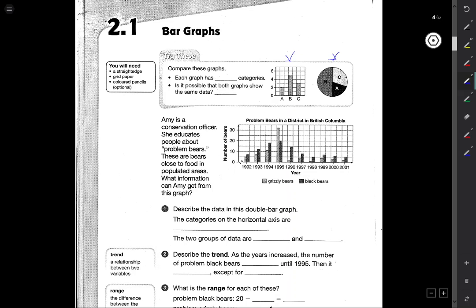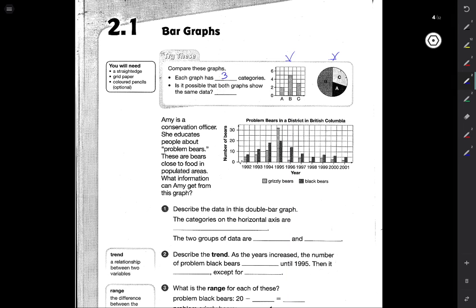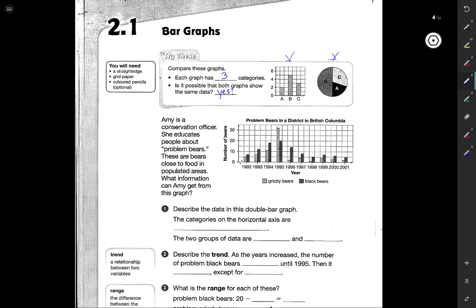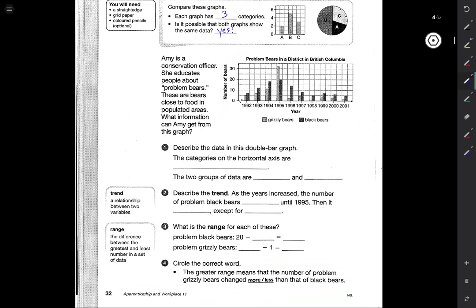Each of these graphs has 3 categories. So you can see them in the bar graph. We have A, B, C, as well as in the circle graph. There are 3 different sections, A, B, and C. Is it possible that both these graphs show the same data? Yes. We can represent data in many different types of graphs. They'll just look a bit different, but they all will say the same thing if we know how to read them correctly. Now let's look at the next example here.